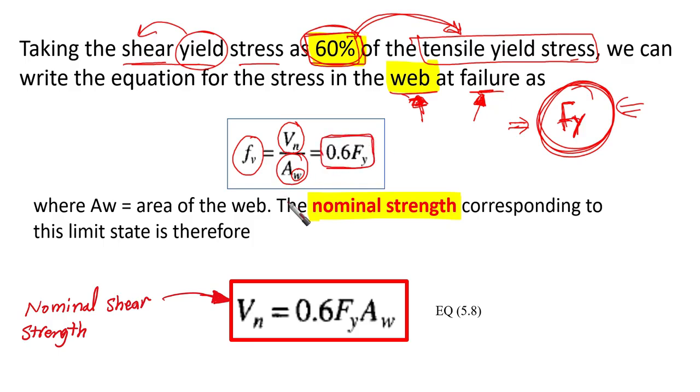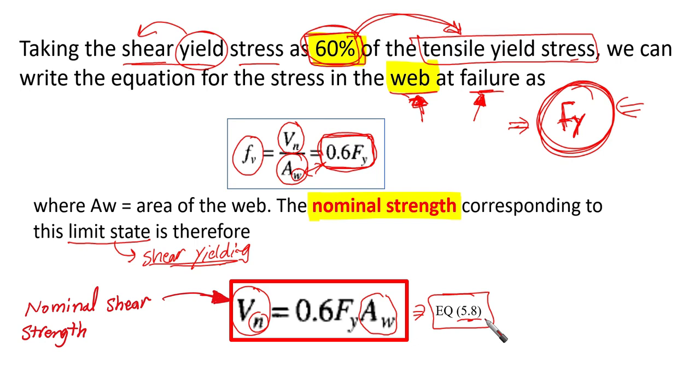Okay, so this is the shear yielding stress, here on the right hand side. Where AW is the area of the web, and the nominal shear strength corresponds to this limit state. This limit state means what? Shear yielding. I'm talking about shear yielding now. So the nominal shear strength Vn equals 0.6 F yield times the area of the web. And we're going to give it an equation number, which is 5.8.